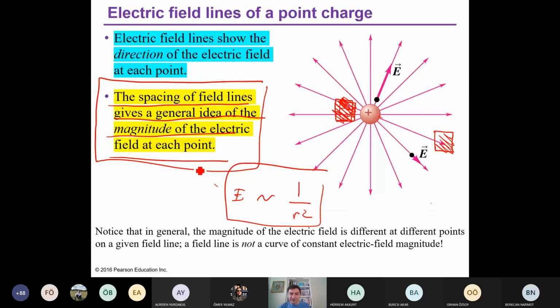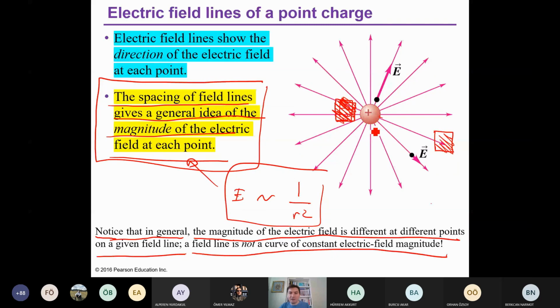So here we have important information. I have already explained, but I would like to read this one. Notice that in general, the magnitude of the electric field is different at different points on a given field line. A field line is not a curve of constant electric field magnitude. This is very important.